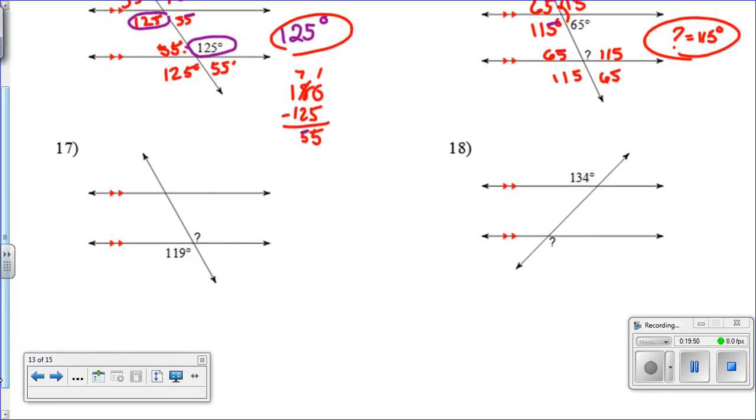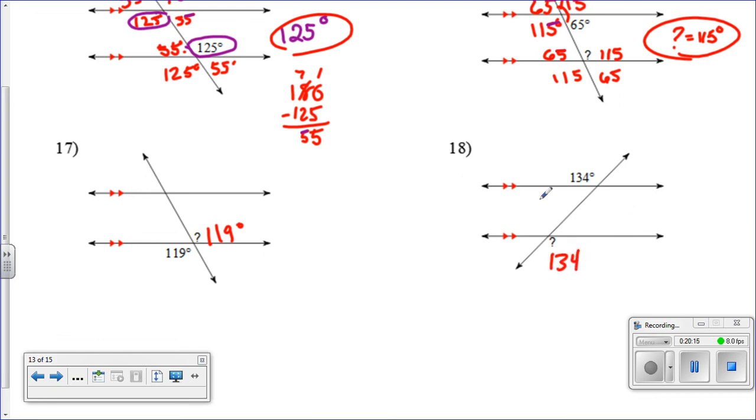In 17, you have the same situation, but these two are across from each other. They're vertical. That means they're congruent. So that's just going to be 119 degrees. 18. These are on opposite sides of the transversal, which means they are congruent. They're alternate exterior, so if that's 134, this is 134.